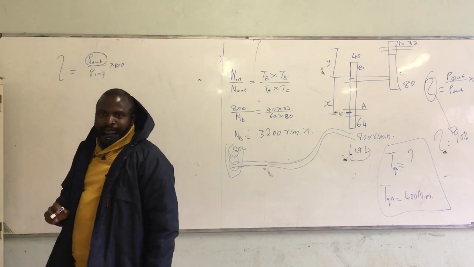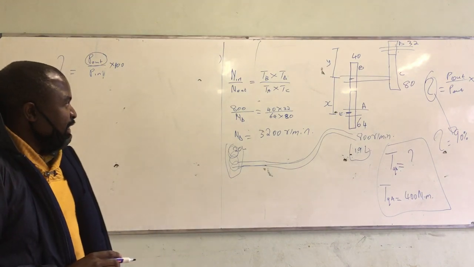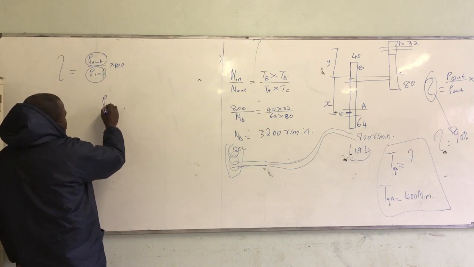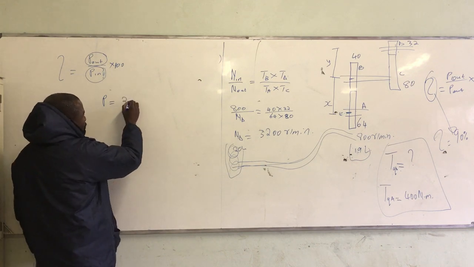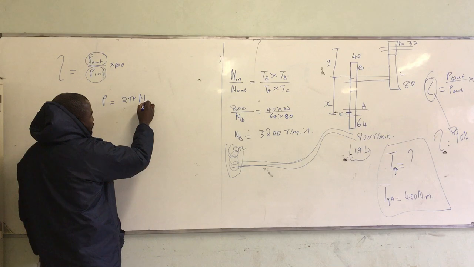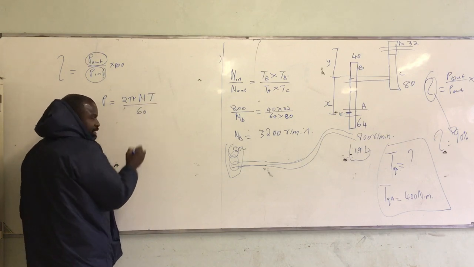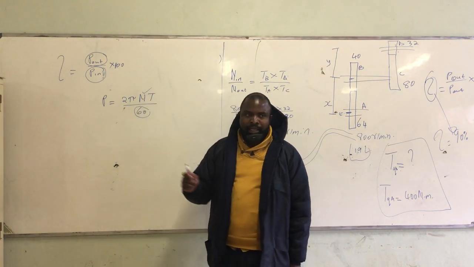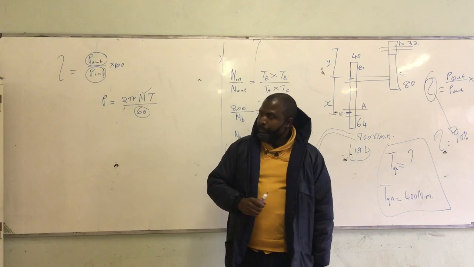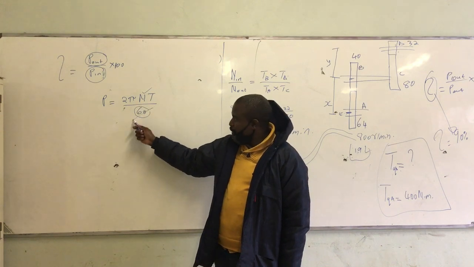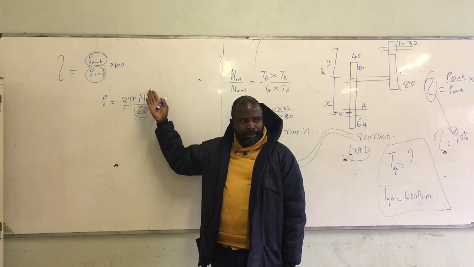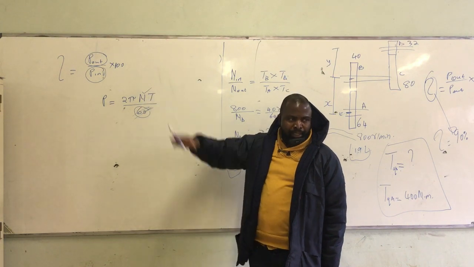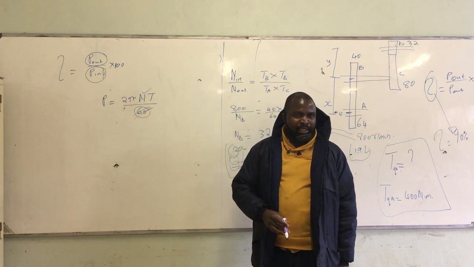Where do we find power out? At D, eh? Yes. And where do you find power in? At A. So, how do you calculate power? It's 2 pi N T over 60, eh? Yes, over 60. You are saying over 60 because your speed is in rev per minute. But if it's in rev per second, you take out the 60, because per second means it's already been converted. This 60 is to convert from per minute to per second. You understand that one, eh?